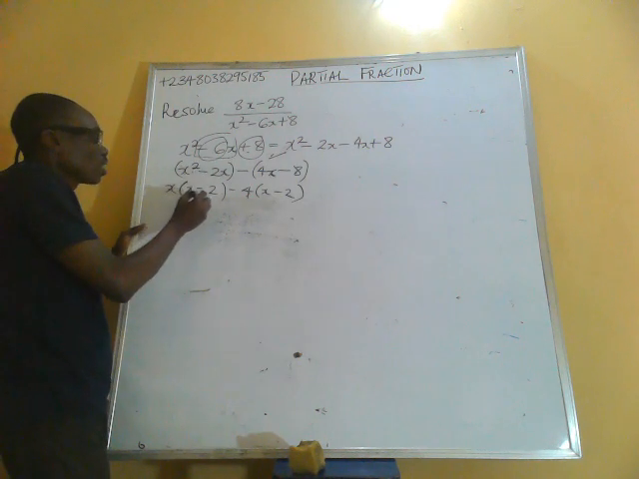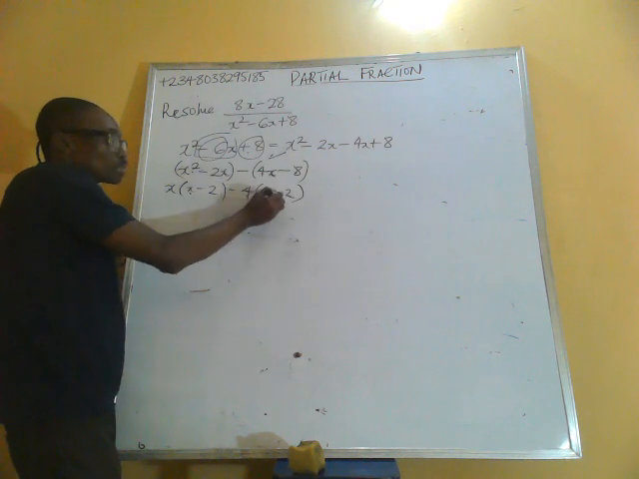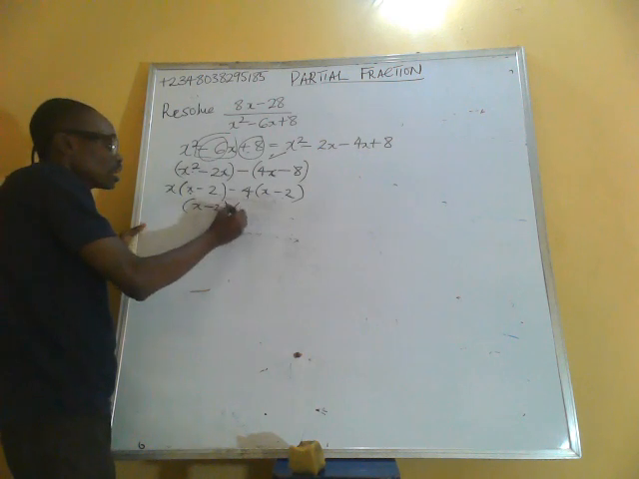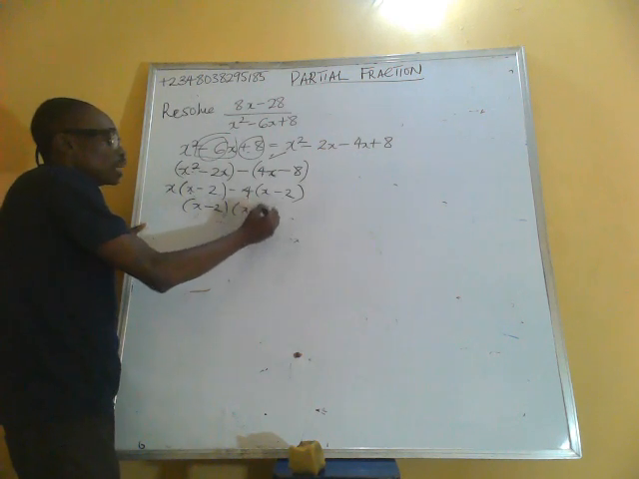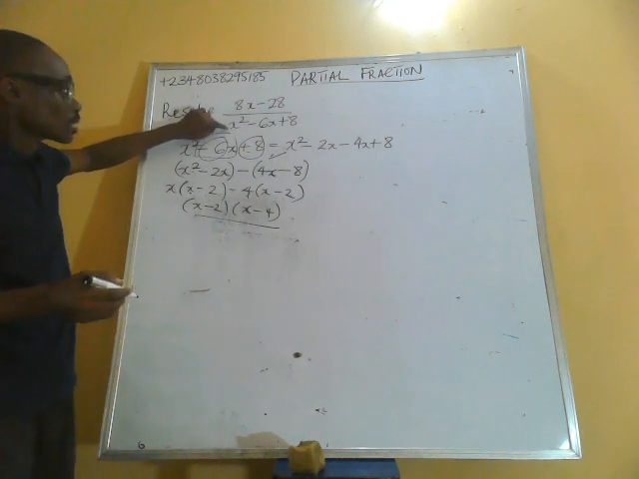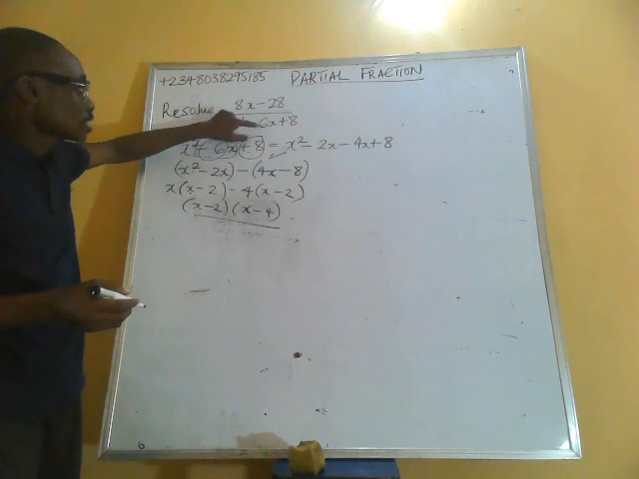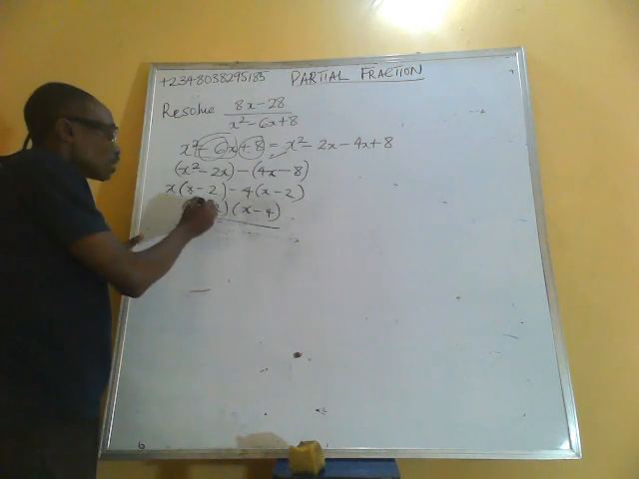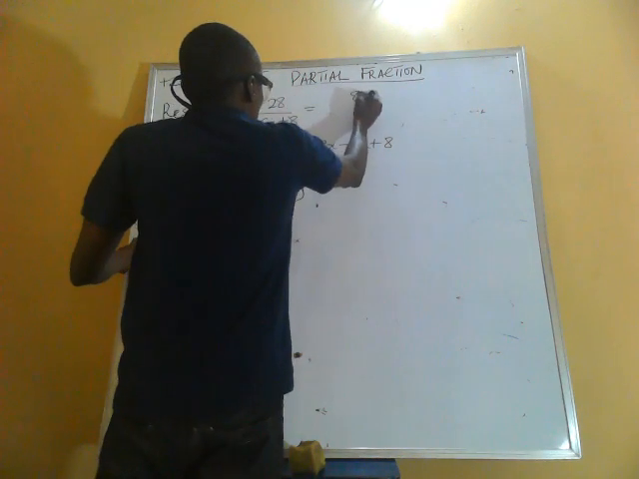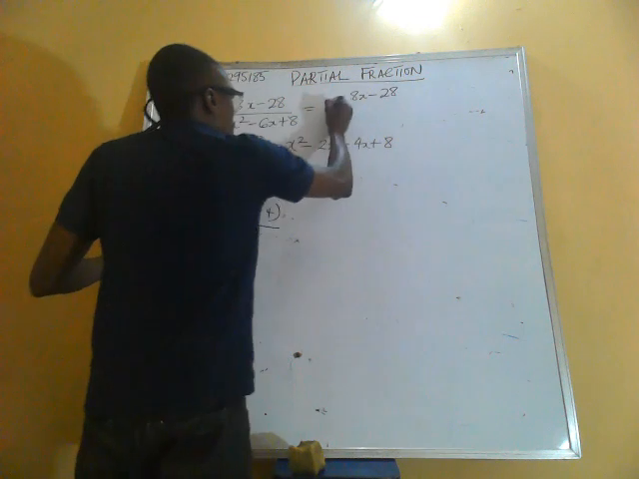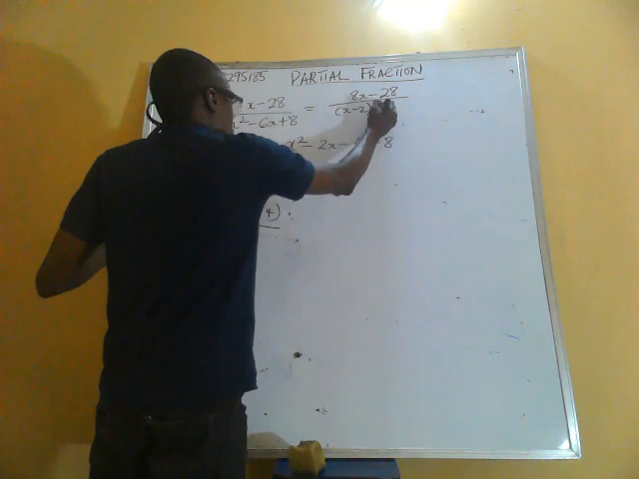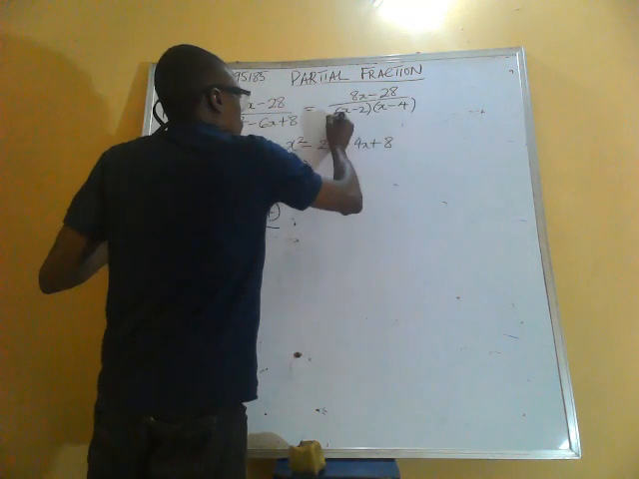So over here now, we have x minus 2 and x minus 2. So you pick out one of them, x minus 2, and then we now pick x minus 4 and put it in bracket. So we've successfully factorized this now. So x squared minus 6x plus 8 is x minus 2 into x minus 4. So this can be rewritten as 8x minus 28 all over x minus 2 into x minus 4.